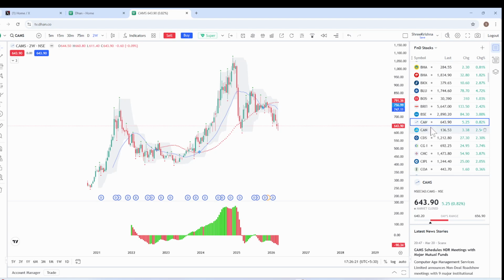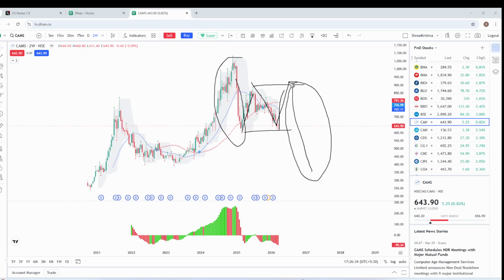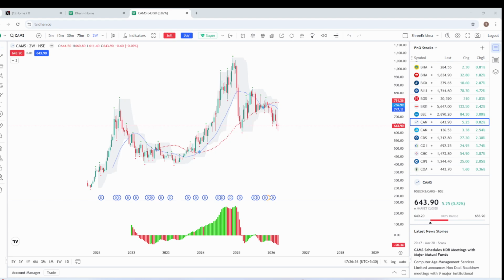Camps, it will go a short term move like this. It has made A, B, and C. Once it completes, then it will come for one more move. This is a sharp move, so you are getting one more sharp move. You get this? If you get this, you are making progress.